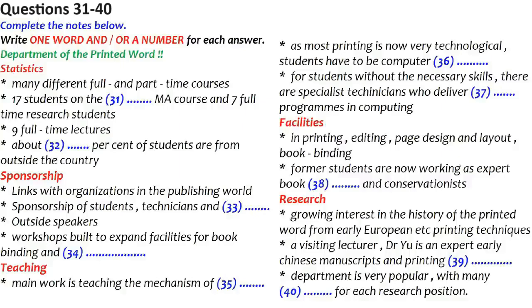I am here to give you a brief outline of the work of this new department. The Department of the Printed Word has a very short history, having been created just 10 years ago. Some statistics to start with. The first intake of undergraduate students consisted of 20 students, which rose to 37 in the second year. And we now have about 50 in the first year, doing a wide range of courses, full and part-time.